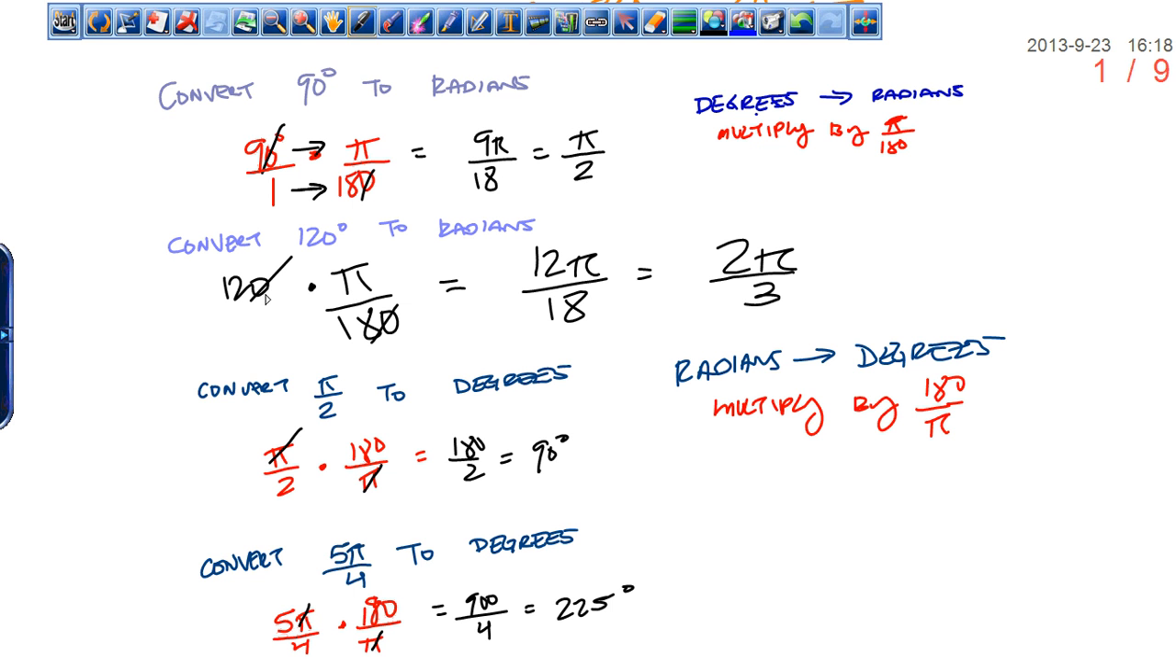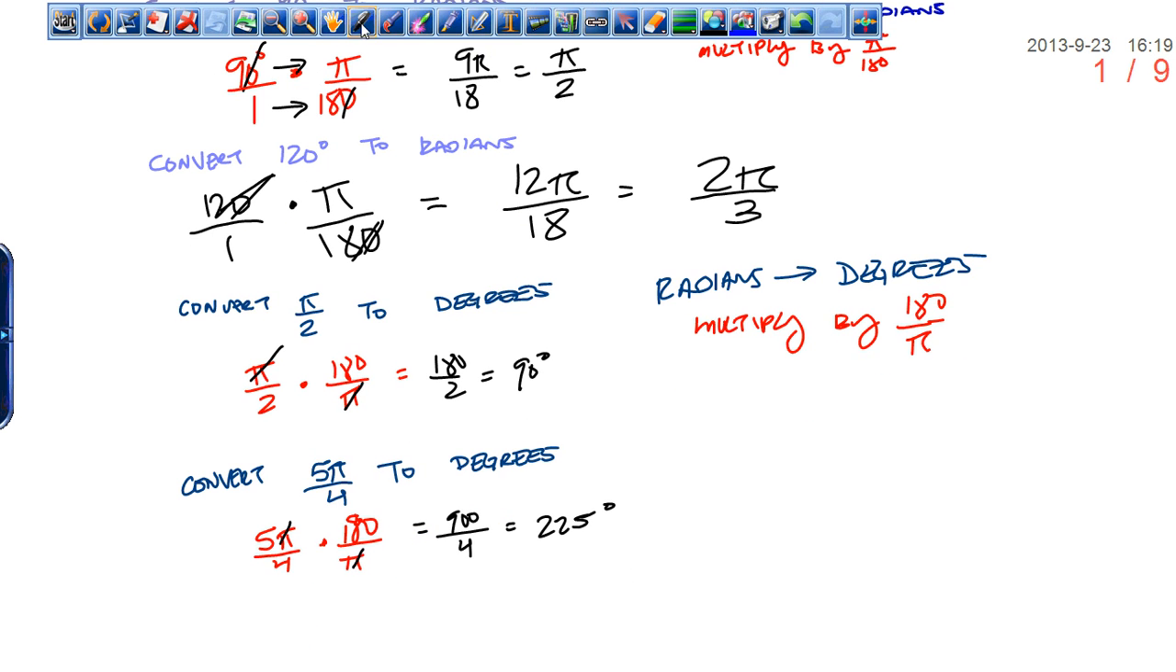Same thing here. I've got 120 over 1, just 120 degrees. So 120 times pi over 1 times 180. We can reduce again, that 0 and that 0. So I've got 12 over 18, which reduces down to 2/3 pi. And then we're going the other way.